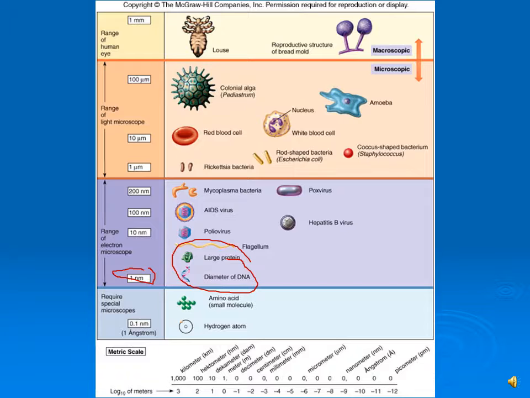Okay, so getting back to size, we have large proteins in about this region. Okay.